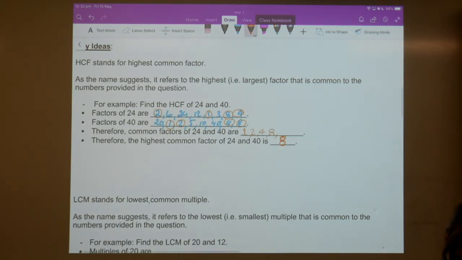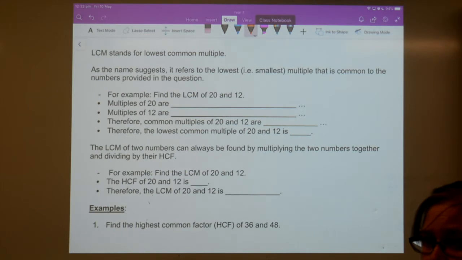Okay. Alright guys, lowest common multiple. Instead of writing out those 3 words, lowest common multiple, we're going to say LCM. Lowest common multiple, we're going to call it an LCM from here on out. Okay, so multiples of 20.